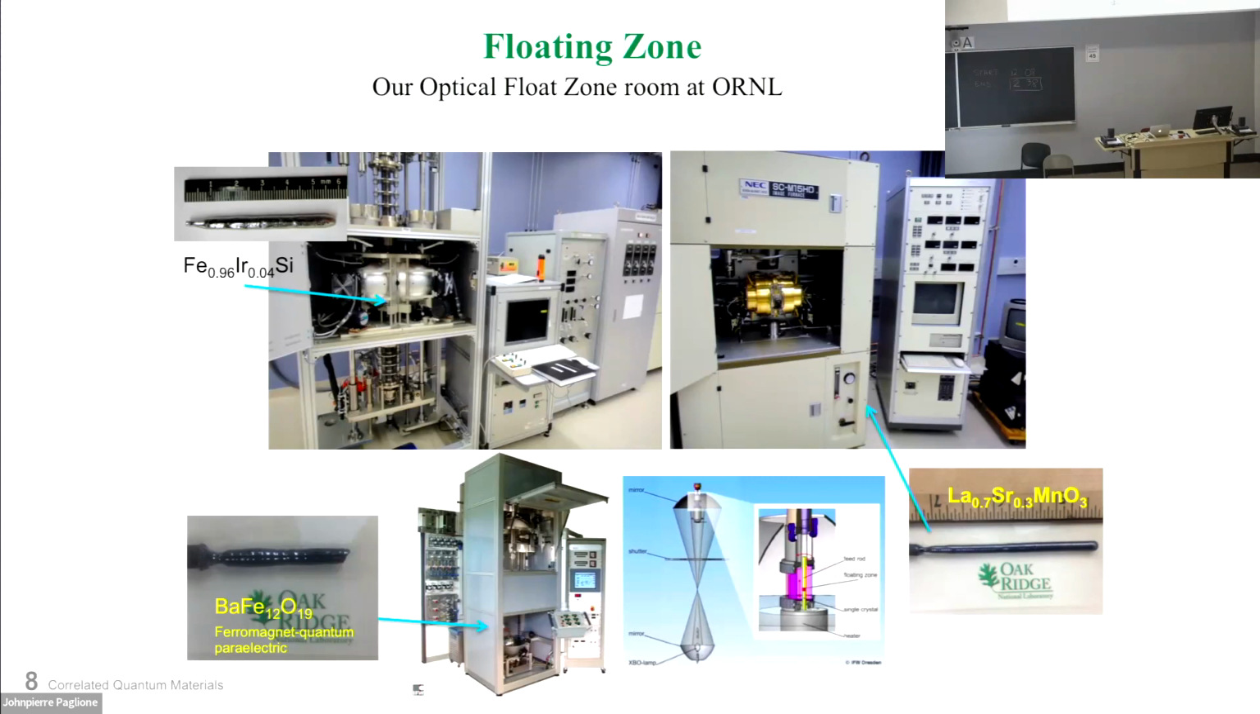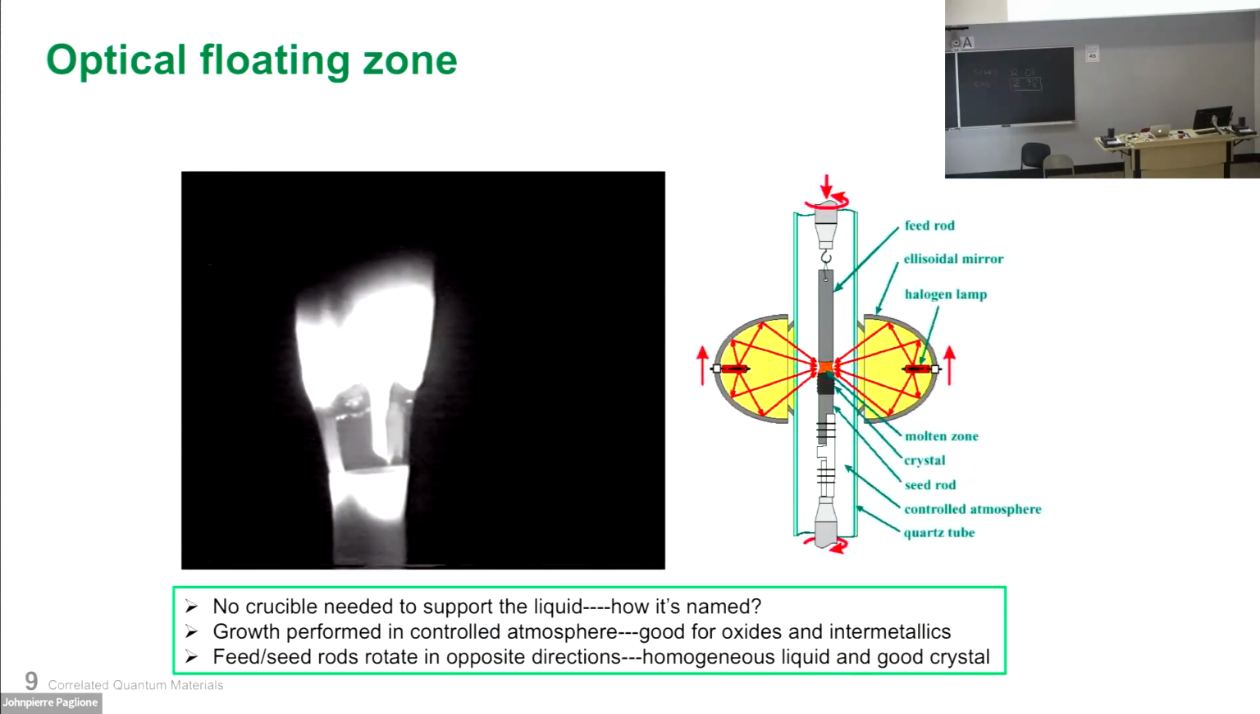It goes up to 2700 C. This is a barium iron oxide compound that was grown in this furnace with, I think the oxygen pressure was about 100 bars for this growth. So that's one capability we have here. This shows a floating zone growth in progress.